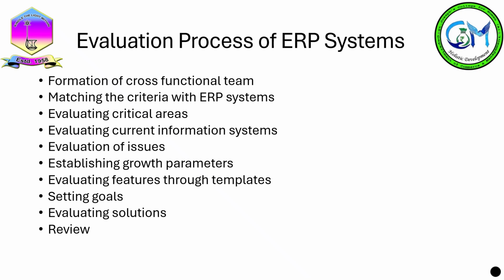The next step is evaluation of issues. The critical processes and workflow issues within the company are reviewed. Consideration needs to be given to not only how these processes actually work today, but also how they could work as the company grows. The next one is establishing growth parameters.